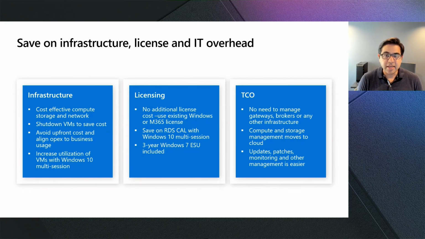You can save on licensing because access to Windows Virtual Desktop is included with your M365 A3, A5, or E3, E5 licenses, and that saves on RDS CALs. And then the total cost of ownership goes down because you don't have to spend your IT department's energy on looking at gateways, brokers, or infrastructure VMs, or patching those VMs, or doing any of the work to keep that infrastructure going.